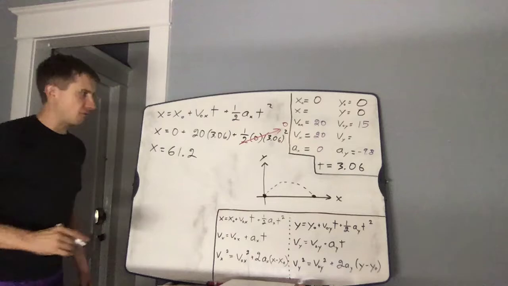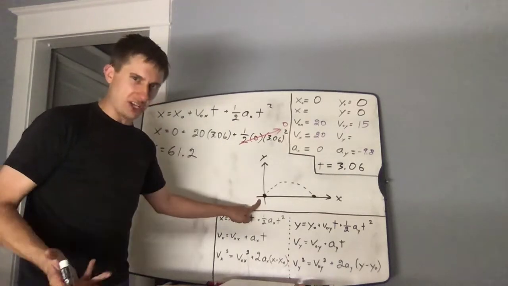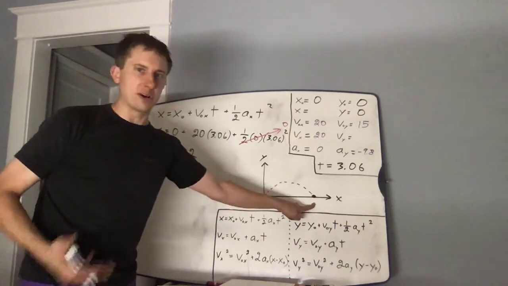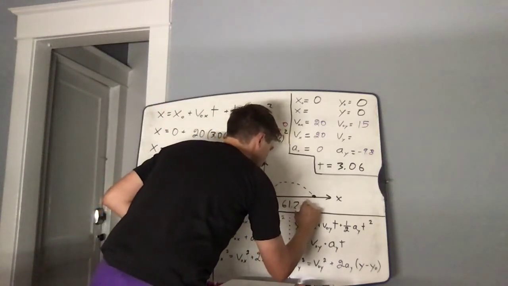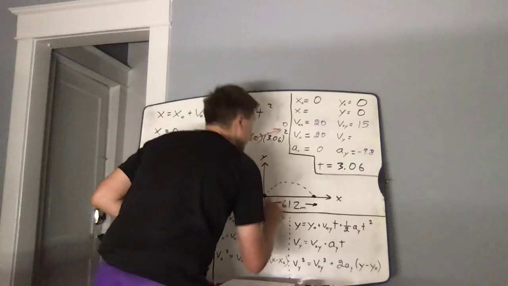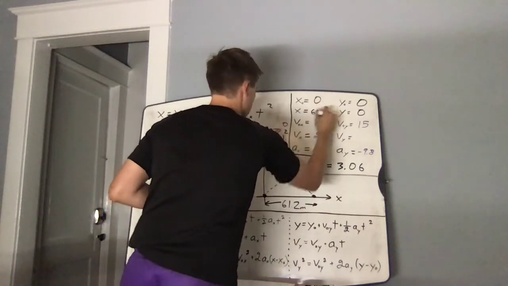So the distance traveled from the place we are when we throw it to where it lands is 61.2 meters from there to there. So I'd say 61.2.